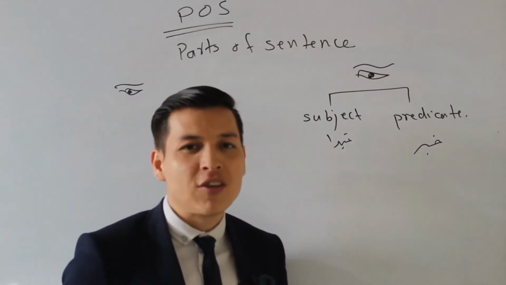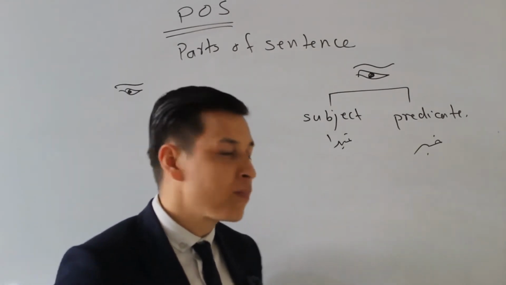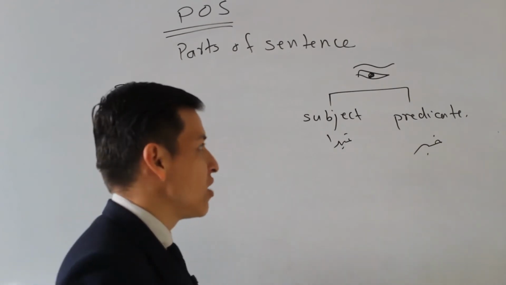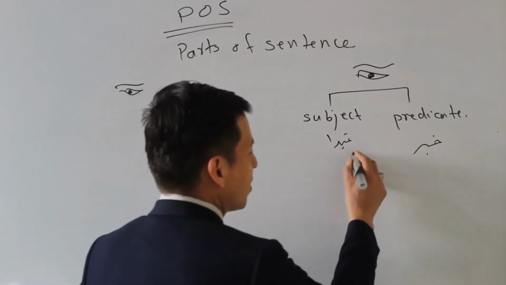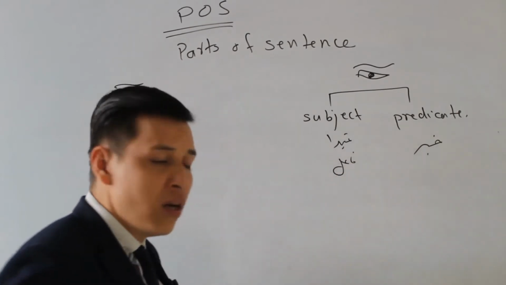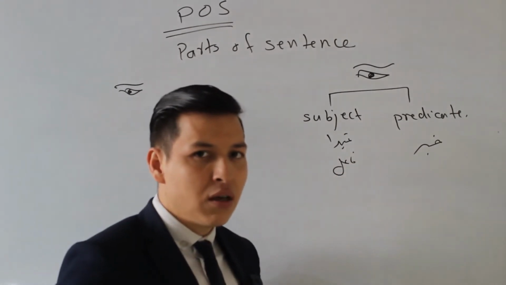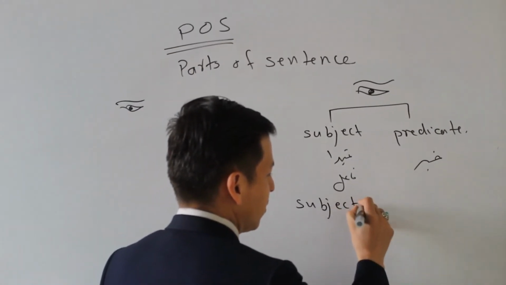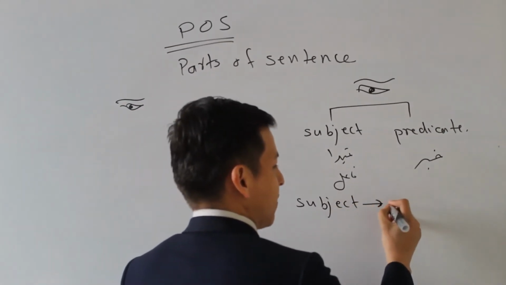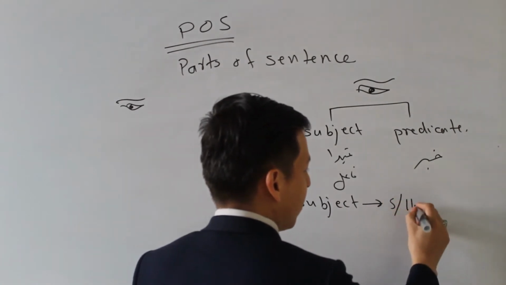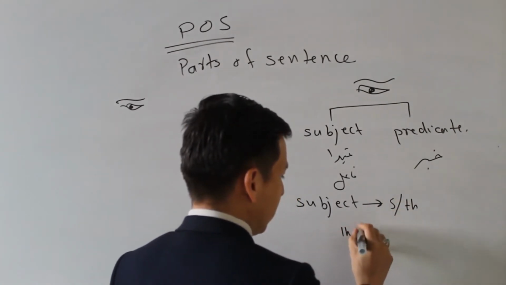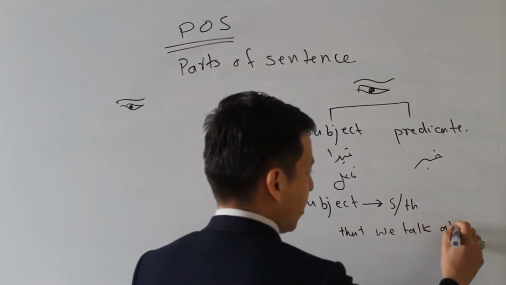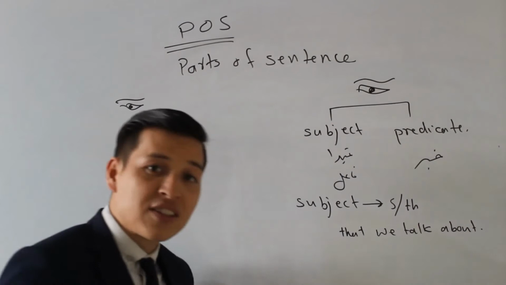Now let's talk about this, that what is subject and what is predicate. What is subject? Subject is something that we talk about. Subject is something that we talk about.